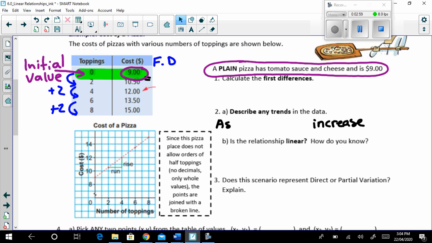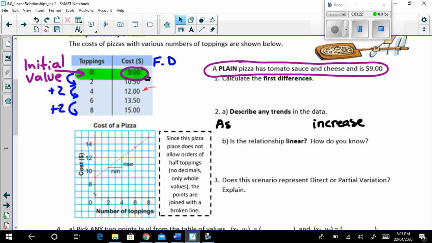Okay, now I've added a little note to notice that the x values, the toppings, are increasing by 2 each time. Okay, so at some point in this scenario, you need to account for that. You do not necessarily need to account for it in question 1, but at some point that needs to be discussed, that it's going up by 2 and what impact that has on the cost per topping.